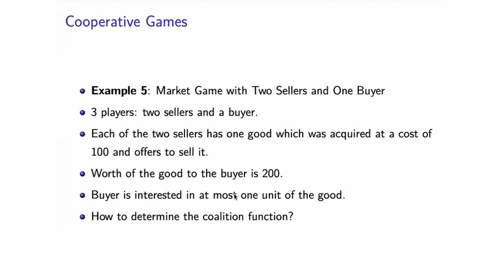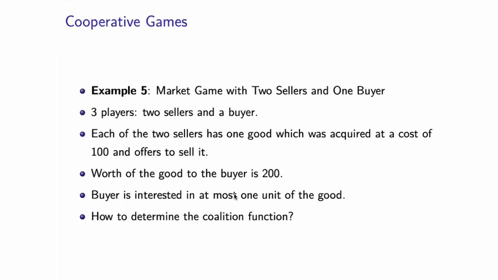But would the buyer be interested in paying that amount? Well, that depends on what the reservation price of the buyer is. And here the reservation price of the buyer is 200, which means that this is the maximum that the buyer is willing to pay for the good. We also have this condition in this example that the buyer is interested in buying at most one unit of the good. That means he will not purchase both the units of the good. The question is, will he purchase one unit or 0 units?